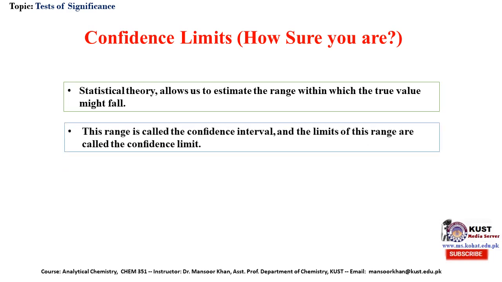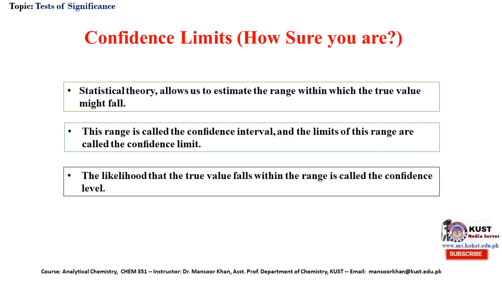This range is called confidence interval. The range within which we are confident that the true value is present is called confidence interval, and the upper and lower limits of this interval, within which we are confident that the true value is present, are called confidence limits. The likelihood that the true value falls within the range is the level of confidence.